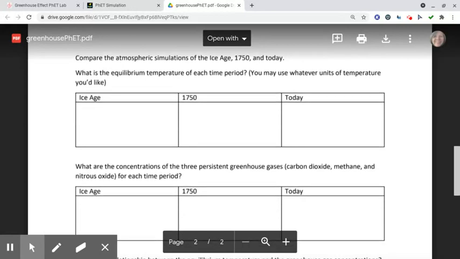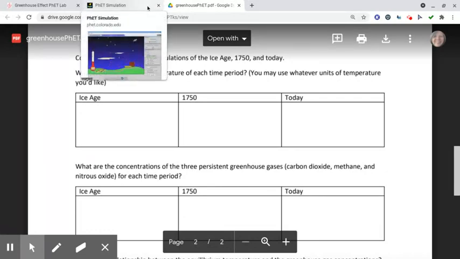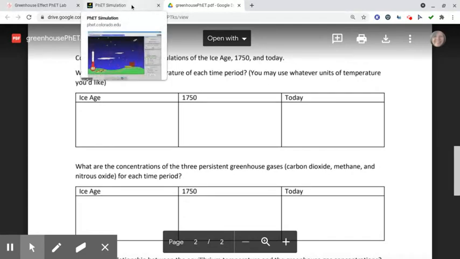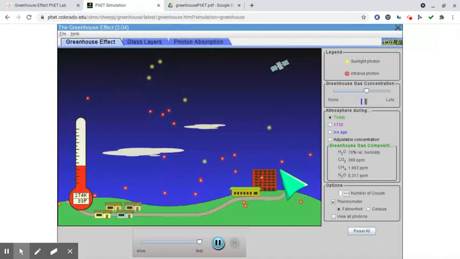Okay, compare the atmospheric simulations: the Ice Age, 1750, and today. What is the equilibrium temperature of each time period? You may use whatever units of temperature you like. We can stay in Fahrenheit if you want. I know the rest of the world uses Celsius, but we're Americans. We got Fahrenheit down in our head. So whatever you would like to use, but I'm going to stick with Fahrenheit for our simulation.